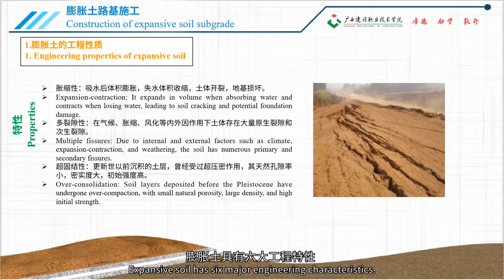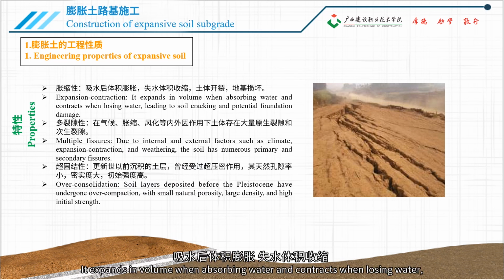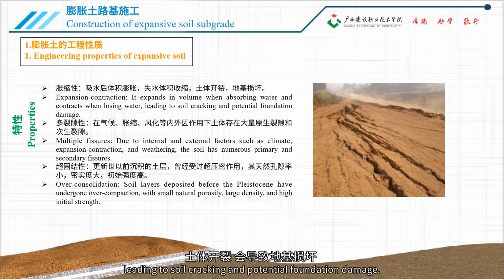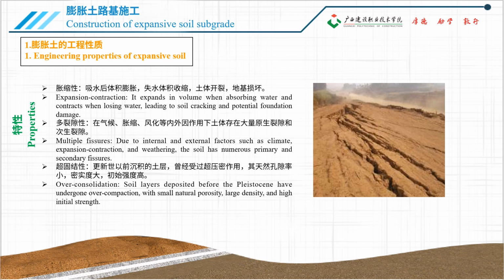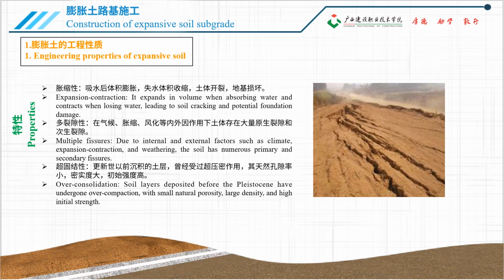Expansive soil has 6 major engineering characteristics. 1. Expansion contraction. It expands in volume when absorbing water and contracts when losing water, leading to soil cracking and potential foundation damage. This is also the most special engineering characteristic of expansive soils.